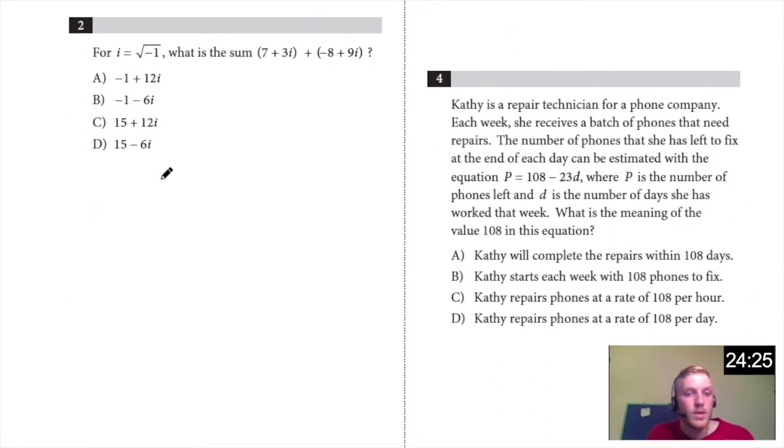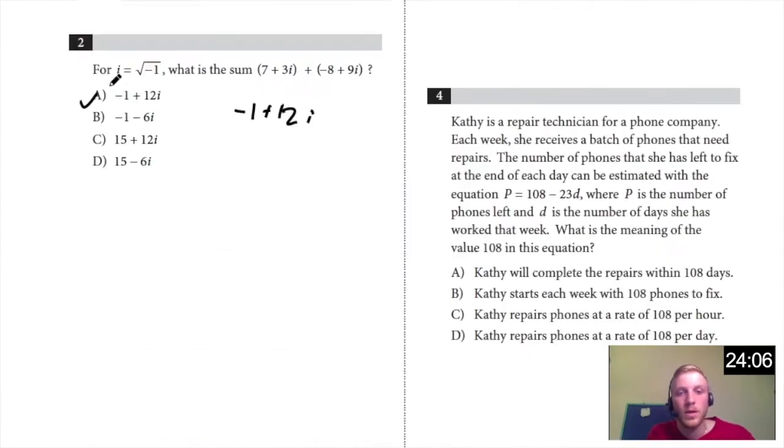All right. Question 2. For i equal to the square root of negative 1, what is the sum of 7 plus 3i plus negative 8 plus 9i? Good. So let's combine our like terms. 7 minus 8, that gives us minus 1. 3i plus 9i, that gives us 12i. Good. Negative 1 plus 12i. Answer A.